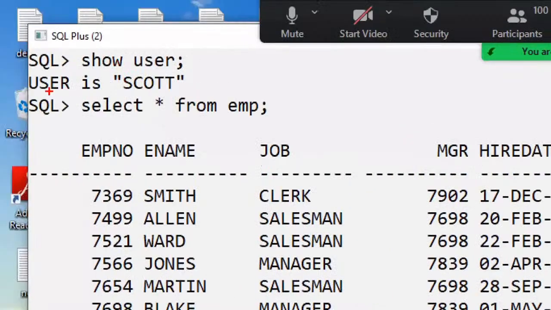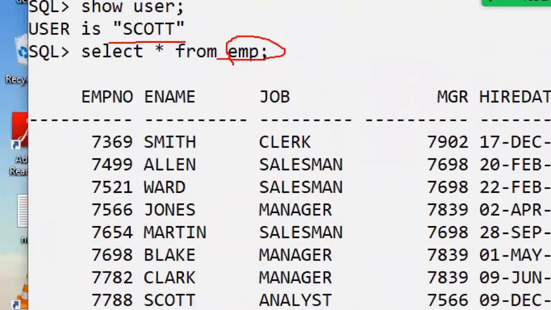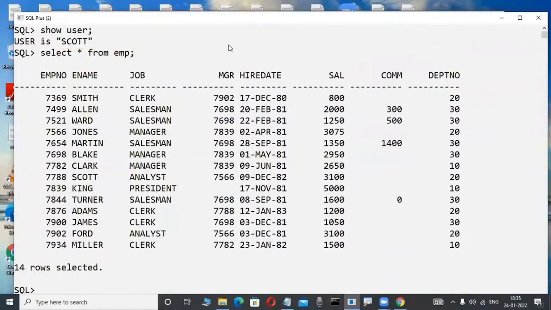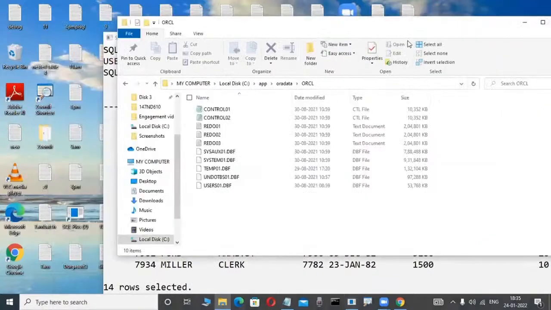Imagine Scott is an employee in a company. You don't have an idea what a user is, but just imagine. This employee has a table, EMP, which is there in their project. Now check it out, observe the screen. These are all things you will be familiar with in the future. One minute only.